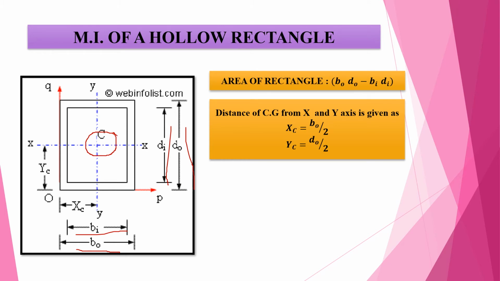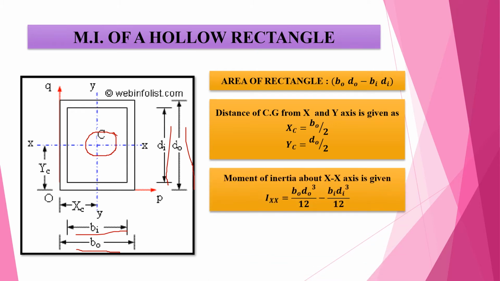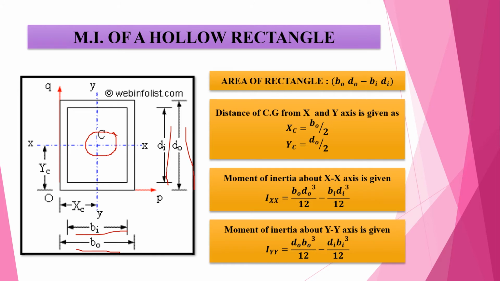Then the moment of inertia for a hollow rectangle about the x-x axis is given as Ixx equals b0 d0 cube by 12 minus bi di cube by 12. Then the moment of inertia about the y-y axis for a hollow rectangle is given as Iyy equals d0 b0 cube by 12 minus di bi cube by 12.